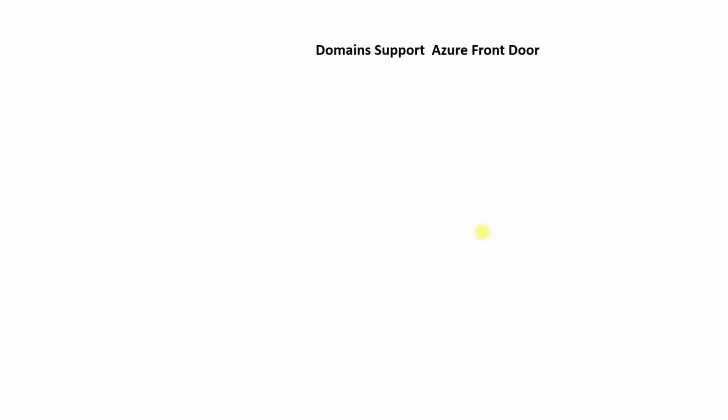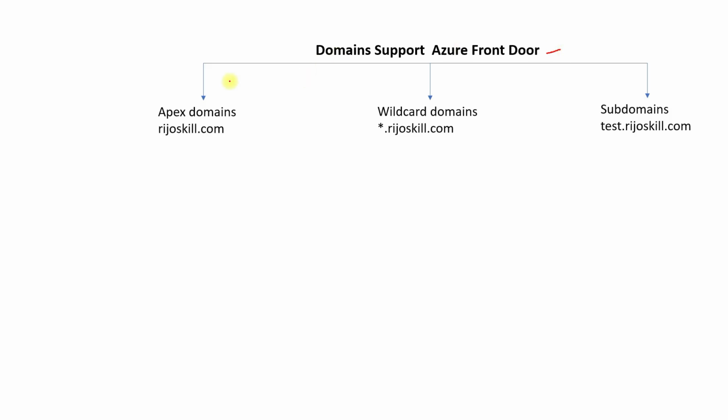Next we will look at supported domains in Azure Front Door. What types of domains does Azure Front Door support? You can see Apex domain, wildcard domain and subdomain. So what is an Apex domain? An Apex domain is, for example, rijoskill.com. Here you don't have any subdomain or anything like that. It's a plain domain, rijoskill.com. It's also called the root domain.